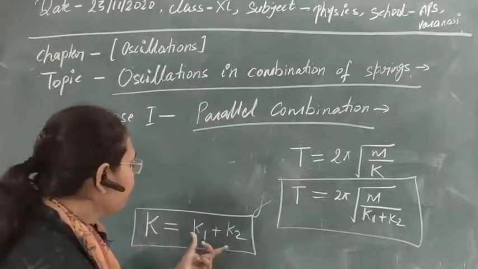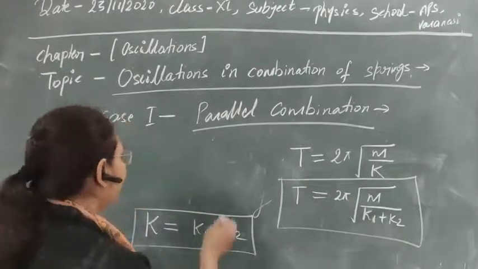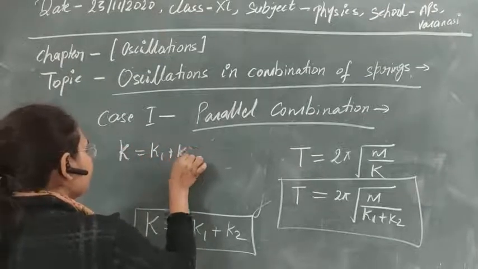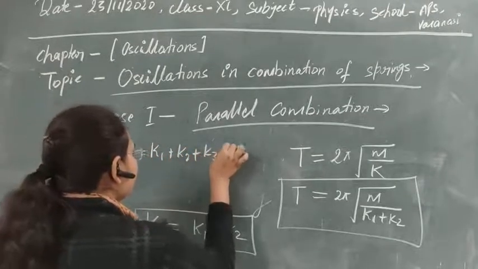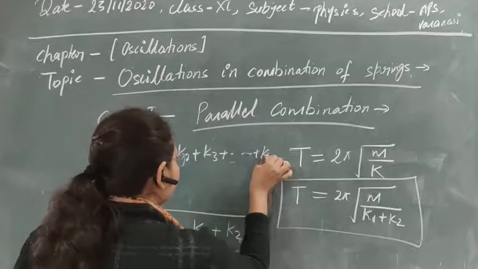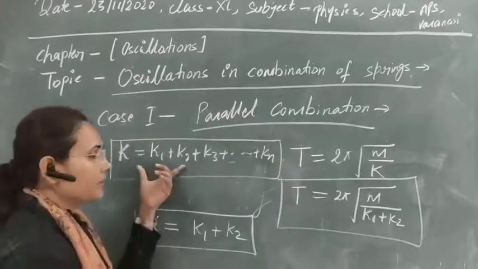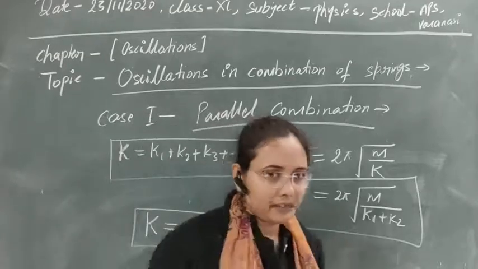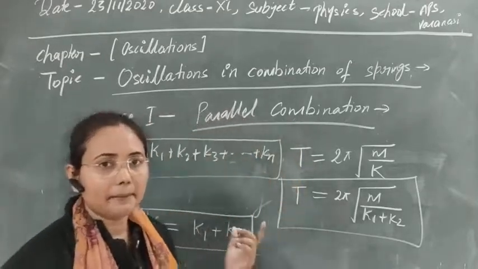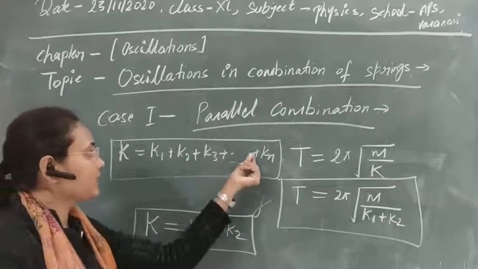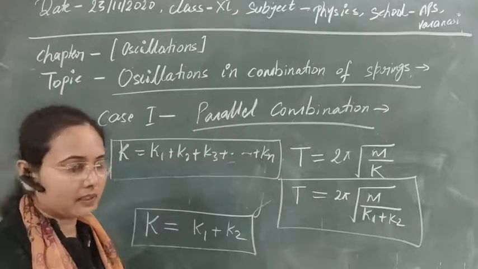For 2, this is K1 plus K2. For n, this will be K1 plus K2 plus K3, and so on up to Kn. So this is the spring constant of the combination of n springs combined in parallel. This is the spring constant of the first spring, second spring, third spring, and this is the nth spring.